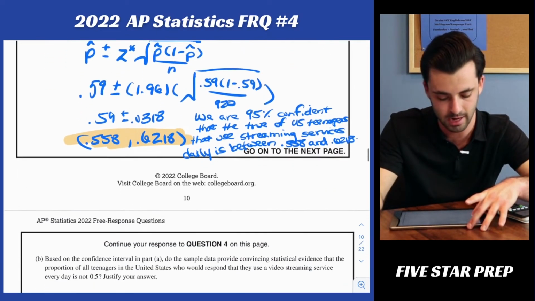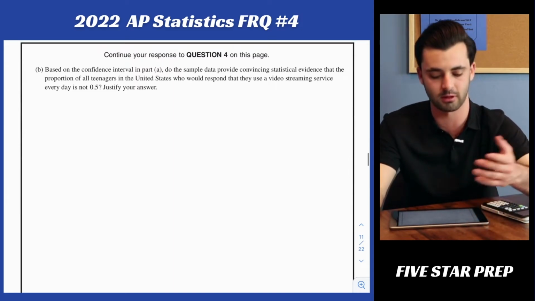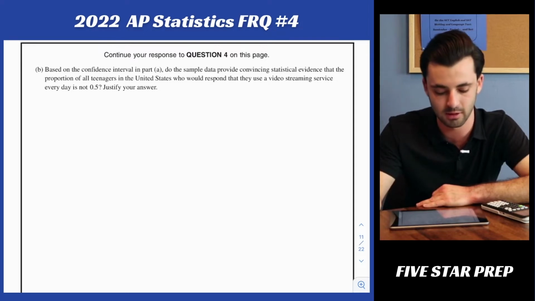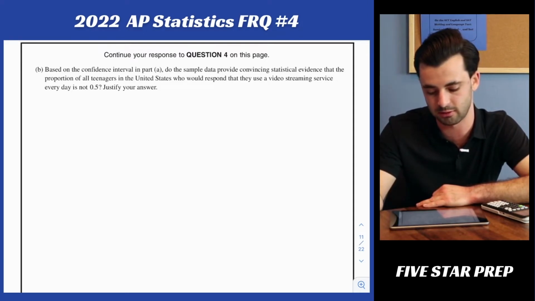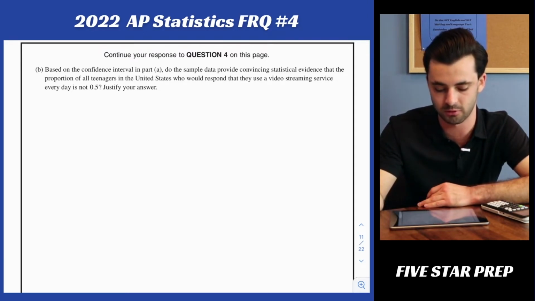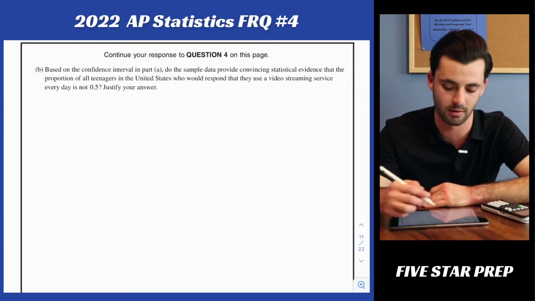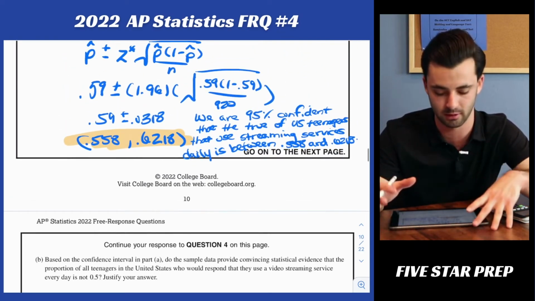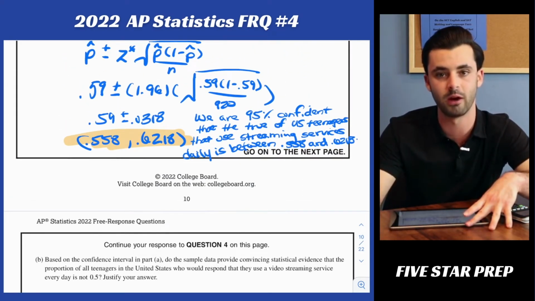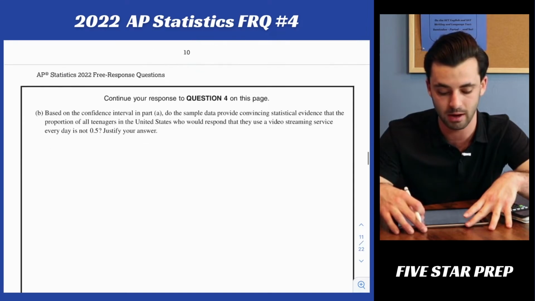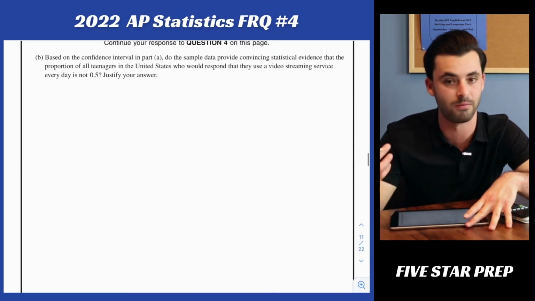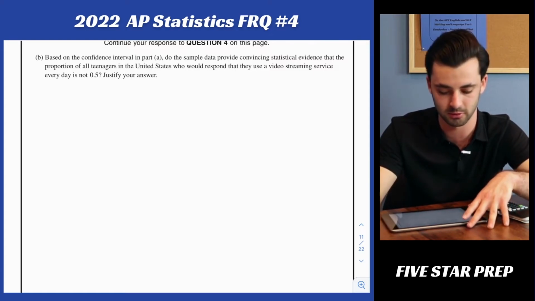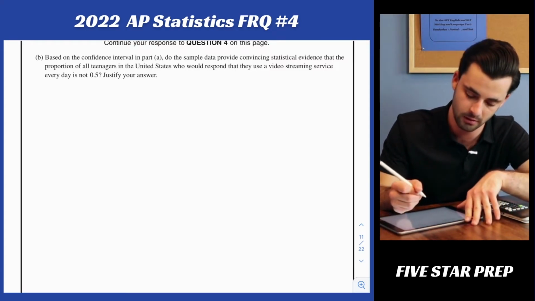If we move along now to the last portion of the problem, it says, based on the confidence interval in part A, do the sample data provide convincing statistical evidence that the proportion of all teenagers in the United States who would respond that they use a video streaming service every day is not 0.5? Here is 0.5 in your interval. That is all it's asking. 0.5 is not in your interval. Therefore, we have sufficient evidence that 0.5 is not a potential value of the true proportion of US teenagers that use streaming services. So in this case, here, yes.